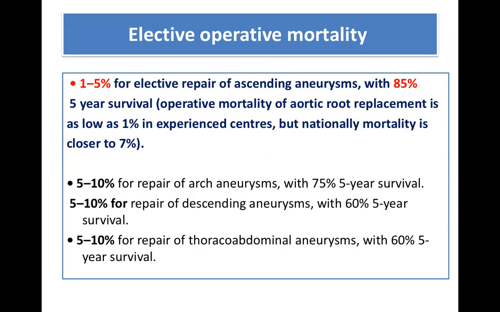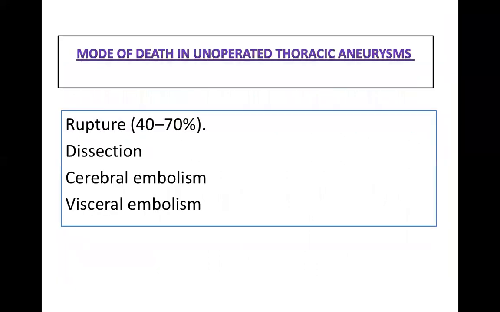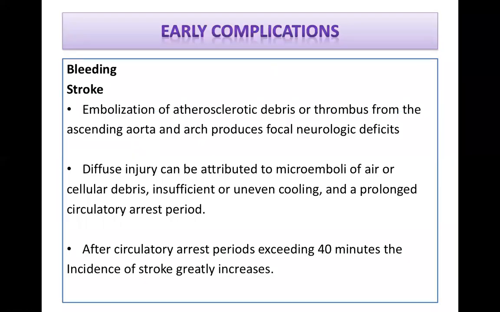Regarding mortality for elective operation, it is 1 to 5% for elective repair of the ascending, with 85% survival rate. It is 5 to 10% with repair of the arch, and 5 to 10% with up to 60% 5-year survival in descending, and the same thing with the thoracoabdominal. The mode of death is rupture for sure, up to 70%, then dissection, cerebral embolism, and visceral embolism.